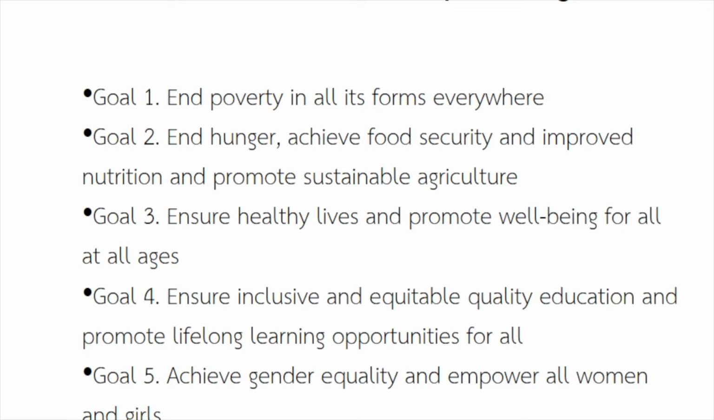However, as you will see, as we go through the different goals, environmental issues have a much larger emphasis here than in the Millennium Development Goals.